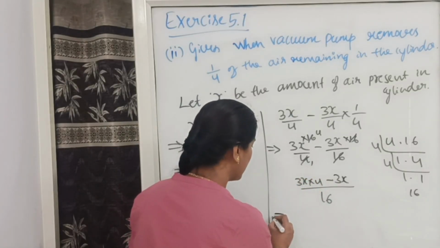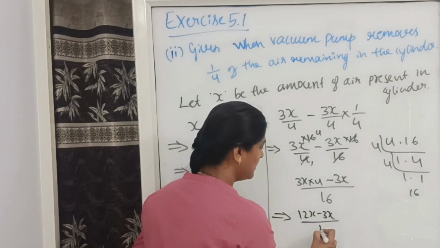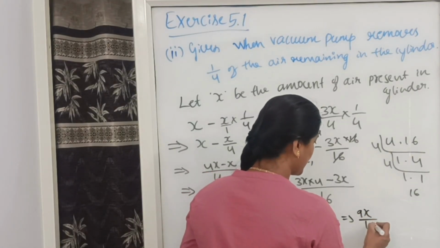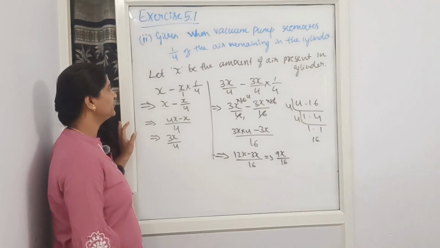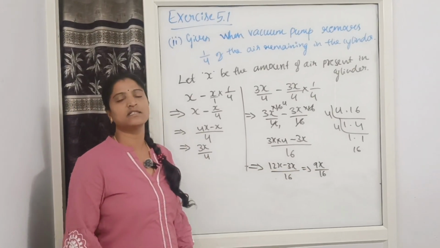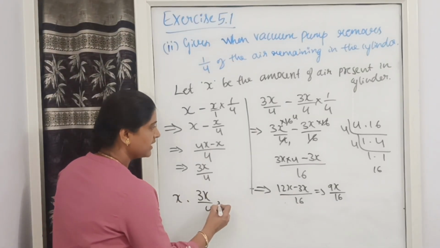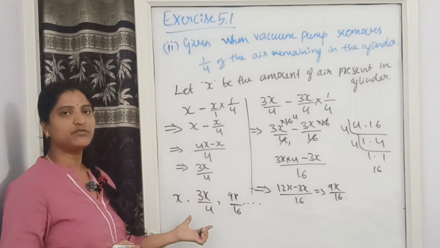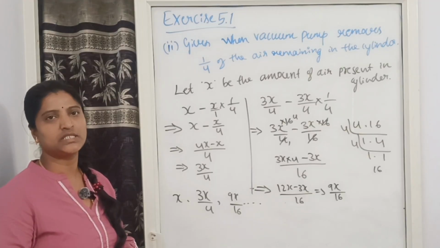Now what else is remaining? 3x into 4 is 12x minus 3x divided by 16. So this is nothing but 12 minus 3, 9x upon 16. Is it divisible by any number? No, you can keep it like that. First term is x, the second term is 3x by 4 and 9x by 16 is the third term. You can write x, 3x by 4, 9x by 16, and continue if you want. So this is the number list we form according to the given situation.